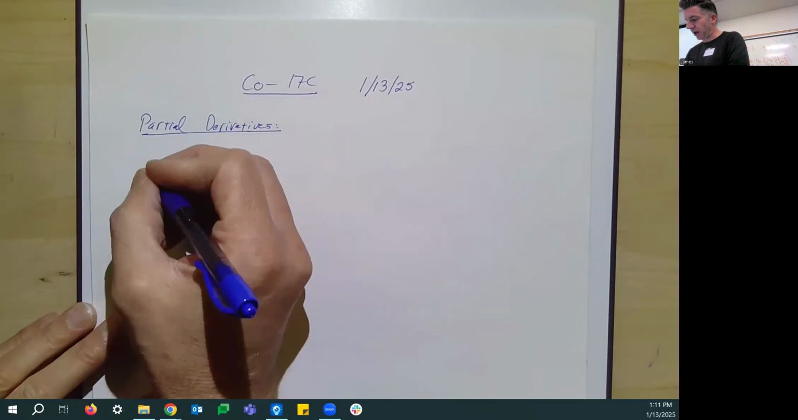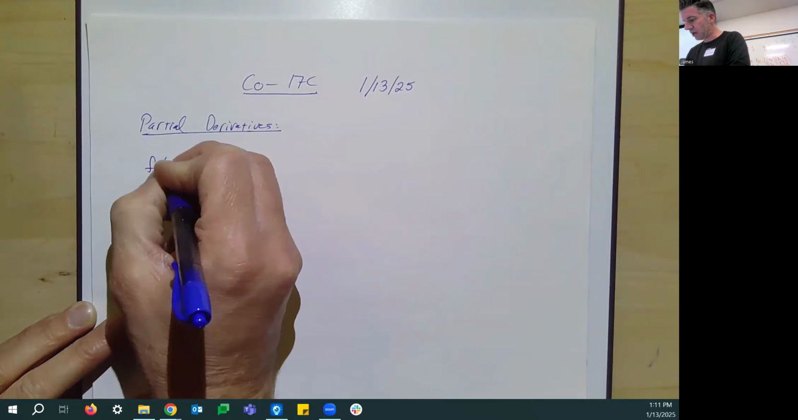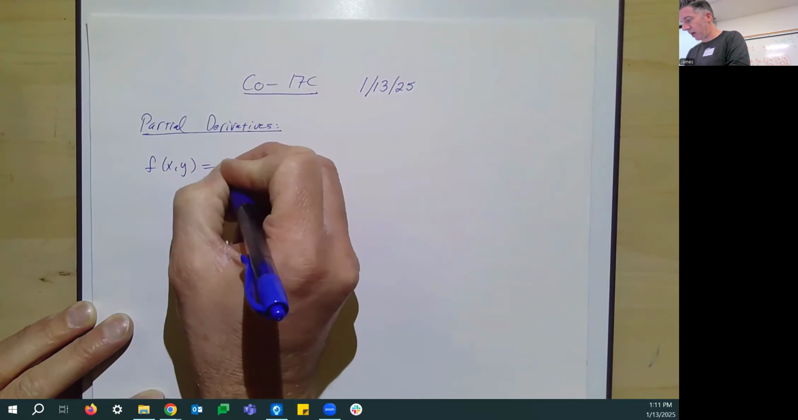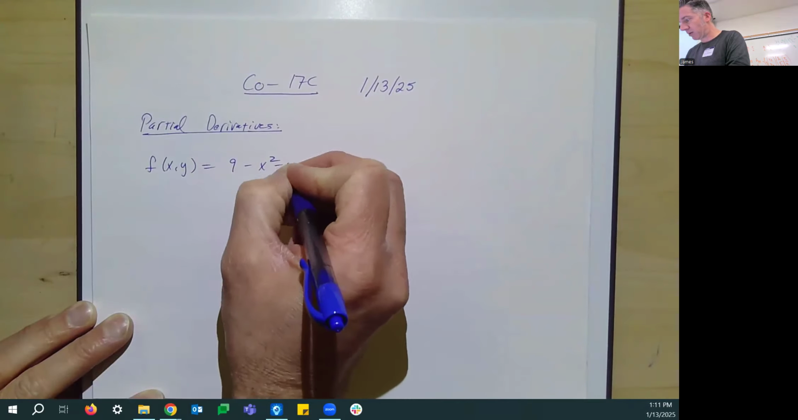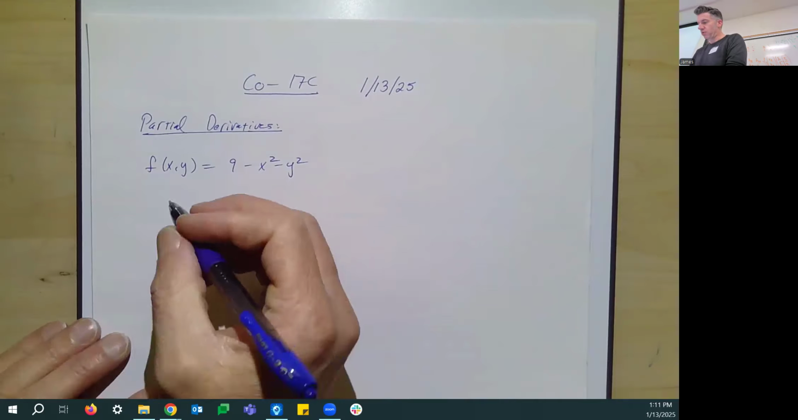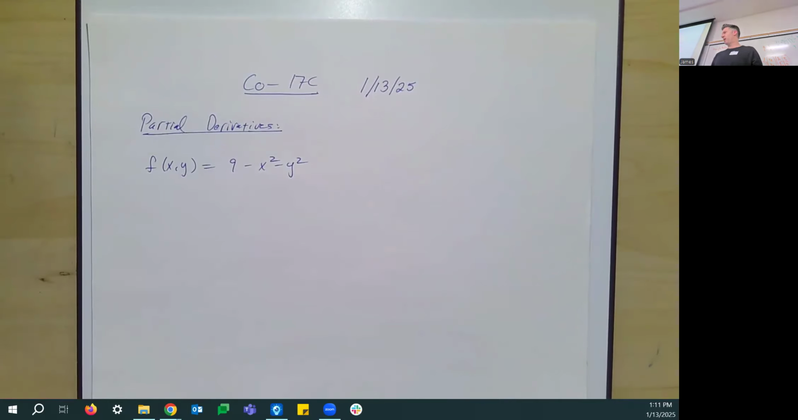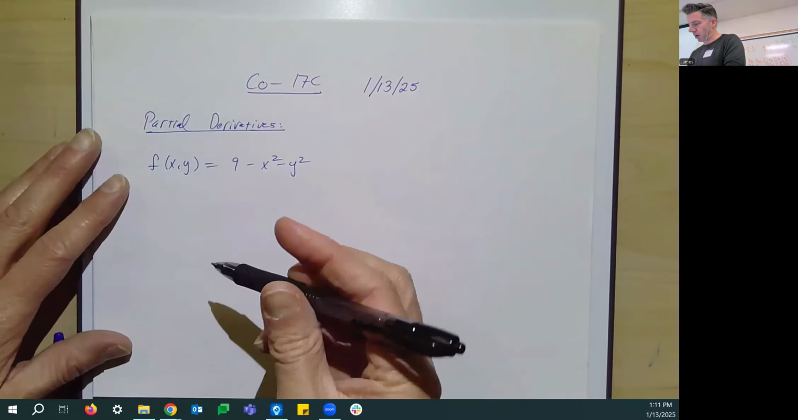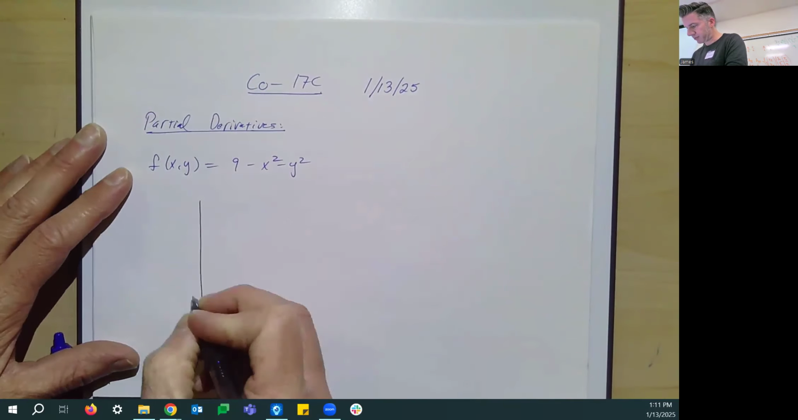We'll start off with a two-dimensional surface, f of x, y equal to 9 minus x squared minus y squared. We're going to draw it. This is just an upside down paraboloid. I think I might have drawn it before. I usually draw it by thinking about drawing the downward parabola in both directions.